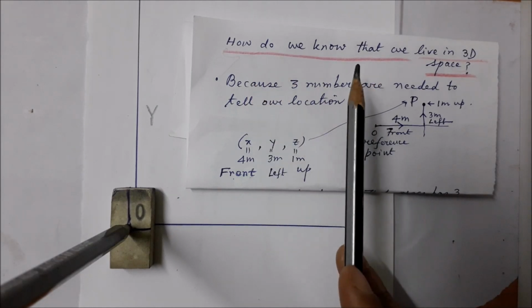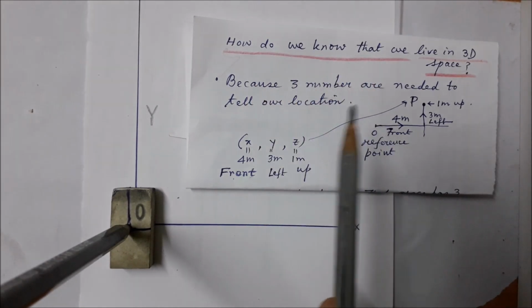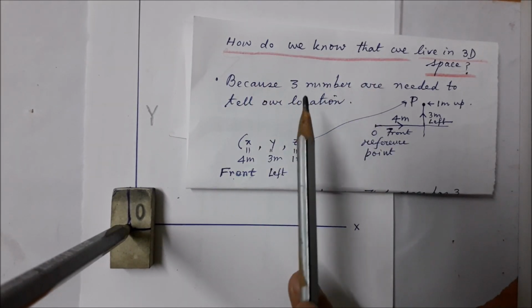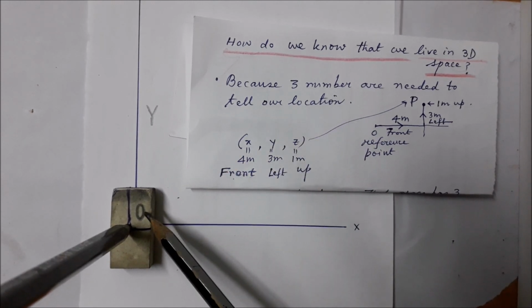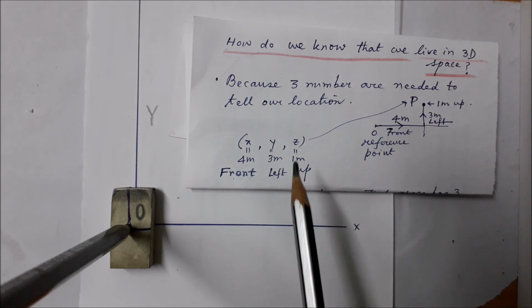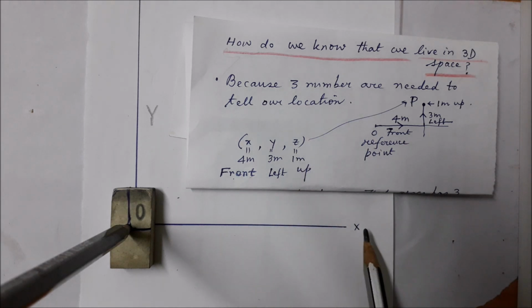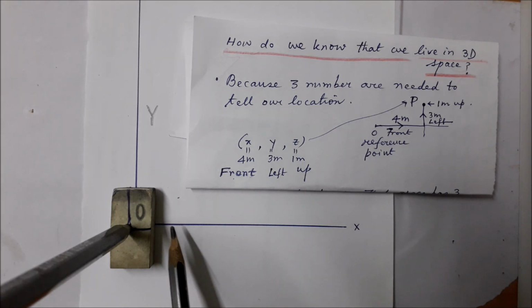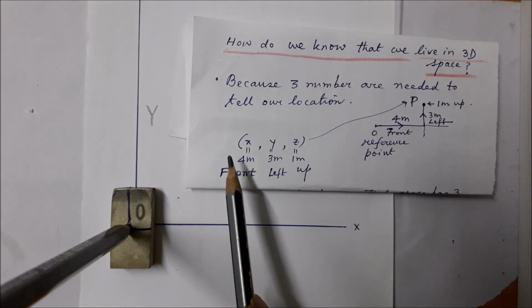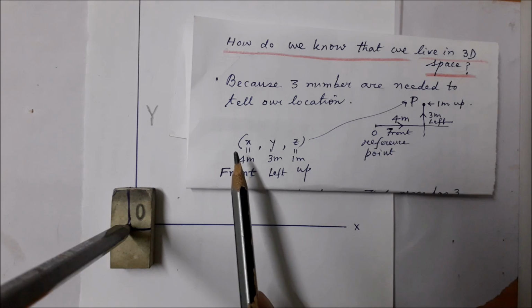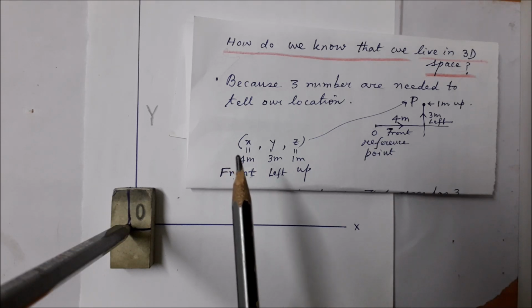How are we so sure that we live in 3D space? This is because to locate something with respect to a reference point O, we need three numbers, one along the x-axis, one along the y-axis, and one along the z-axis. For instance, 4 meters in the front direction, that is along x, 3 meters in the left direction, that is along y, and 1 meter up, that is along the z direction.